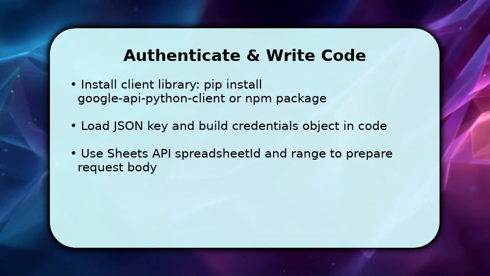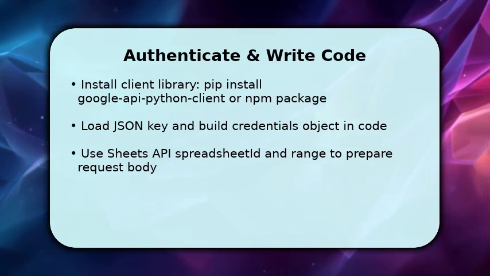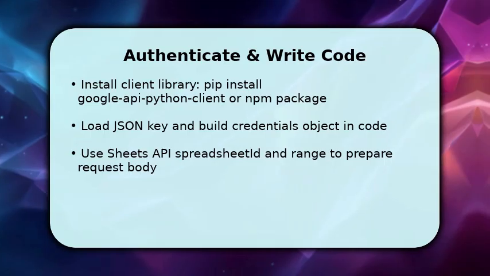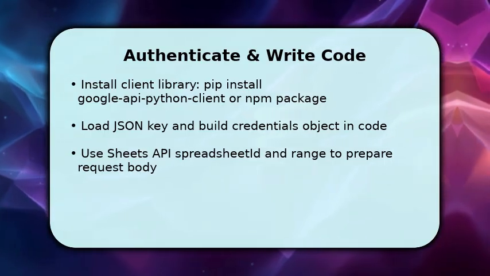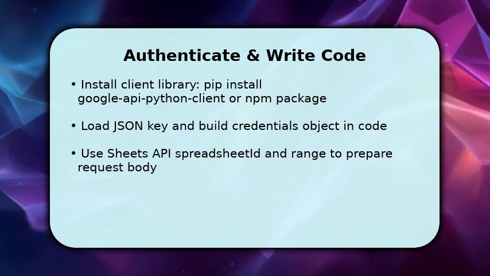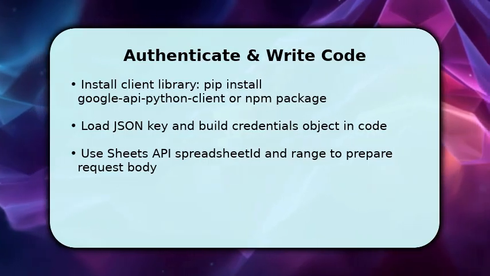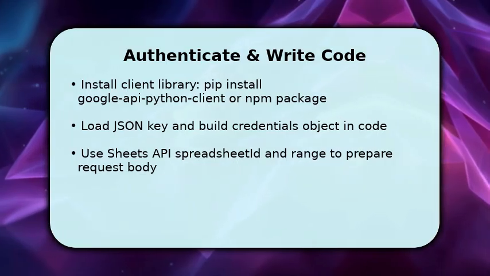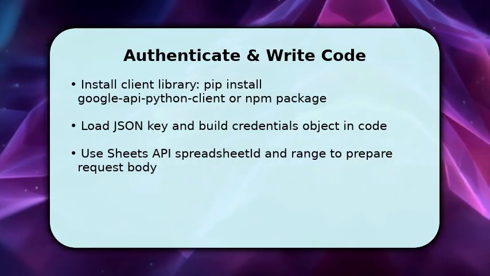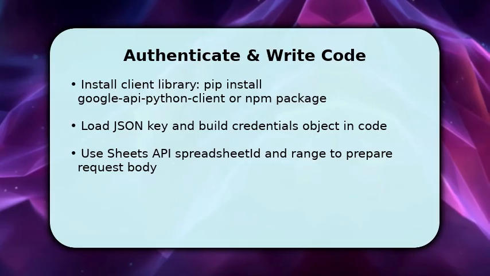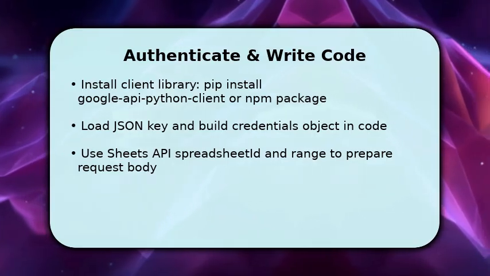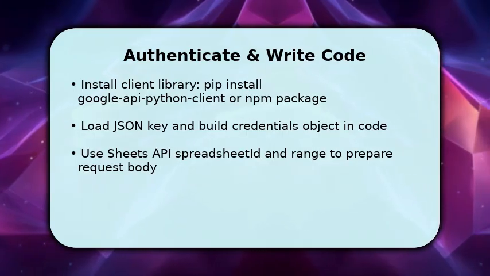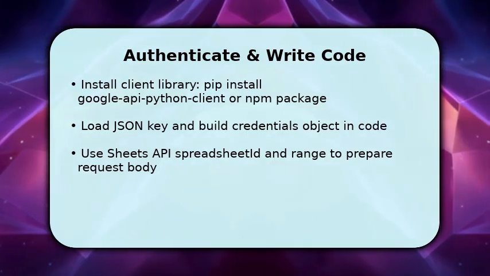Now you authenticate in code, load the JSON key, and create credentials using the client library. Once authenticated, build the Sheet service object and reference the spreadsheet ID and specific range you will target for reads or writes. Create the request body as rows or a value range, then call values.update or values.append depending on whether you replace or append. Make sure to set value input option appropriately. This controls how the API interprets the cell values.